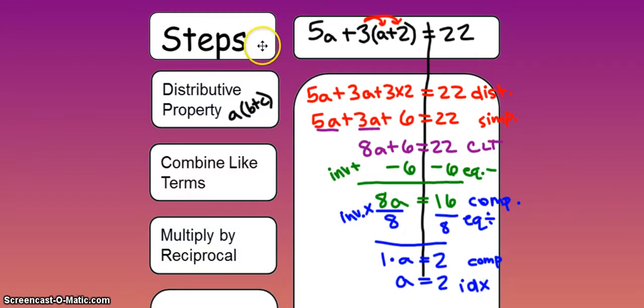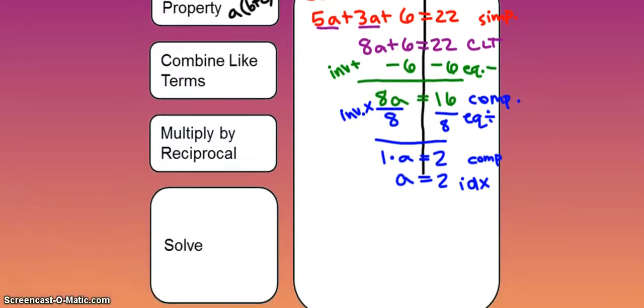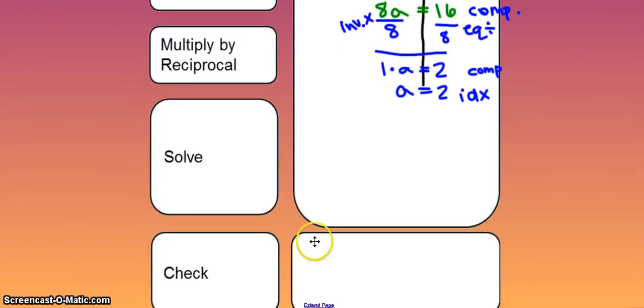Alright, we're going to check. Remember, we want to check all the way back up to this equation. So all the way back up at that equation, it was 5A plus 3 times A plus 2 equal to 22. So we're going to plug in 2 for our A. So we get 5 times 2 plus 3 times 2 plus 2.